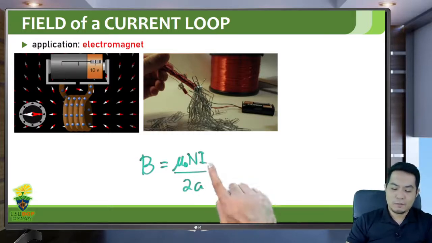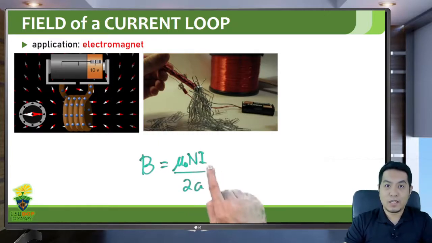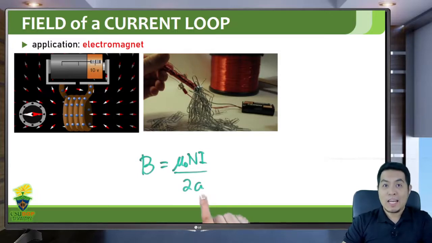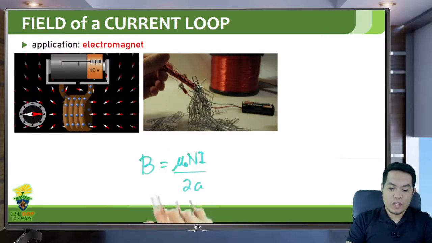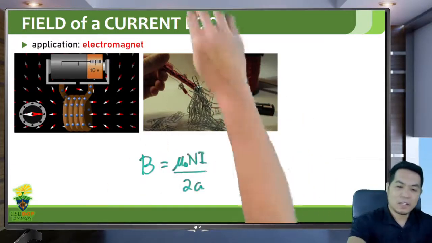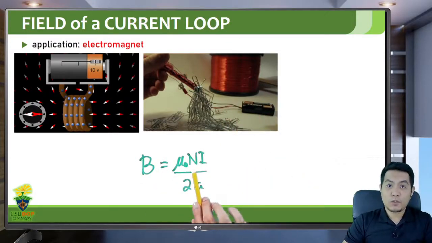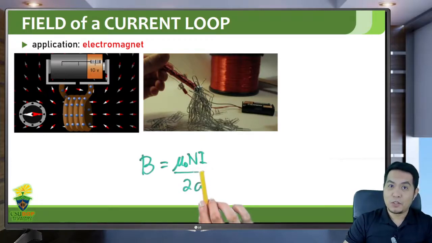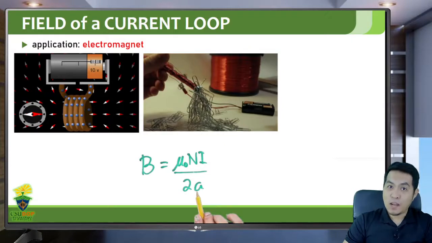You will notice that the magnetic field is directly proportional to the number of loops and to the current, and it's inversely proportional to the radius of the loop. So if you want to make a very strong electromagnet, meaning one with a strong magnetic field, then your number of loops should be as many as possible. Your current should be as large as possible, and in order to do that, you need a very large battery. And since the radius is inversely proportional, it should be as small as possible.